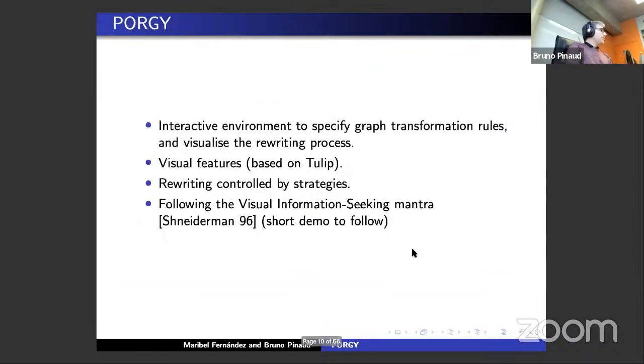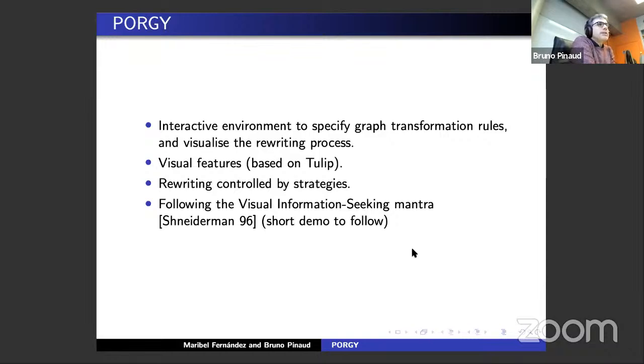Okay, so next, the demo is coming. PORGY is an interactive environment which allows you to build your graph, your rules, your strategy, simulate the system, and analyze everything. It is based on the Tulip platform. This is a framework we have been developing in Bordeaux for more than 20 years, and it's one of the top software for visualization inside the international visualization community.